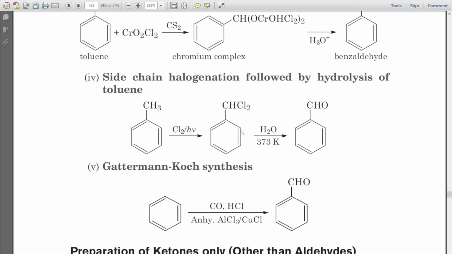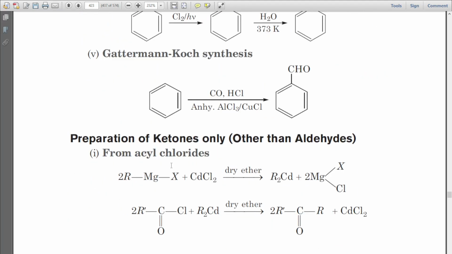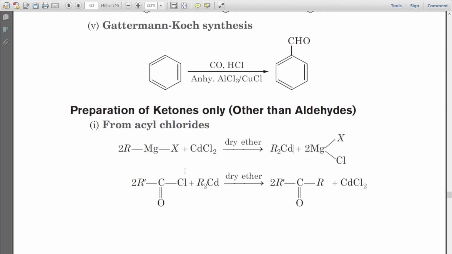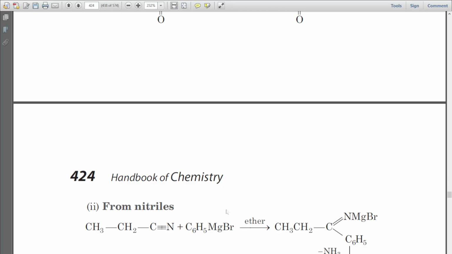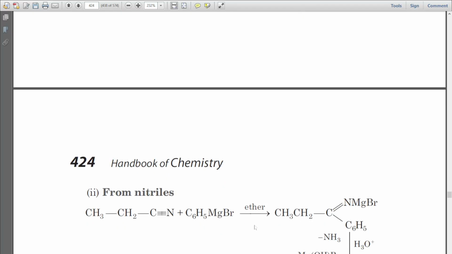Now moving on to preparation of ketones. We use acyl chlorides. We use Grignard reagent in the presence of cadmium chloride to form this complex, dimethyl cadmium or dialkyl cadmium, and this, when reacted with acyl chlorides in the presence of dry ether, gives you ketones as a product.